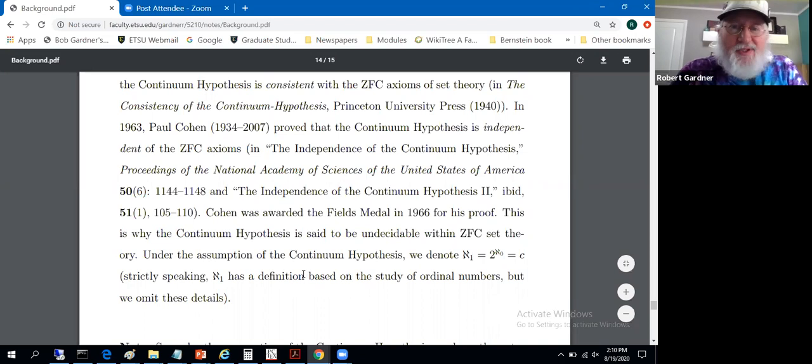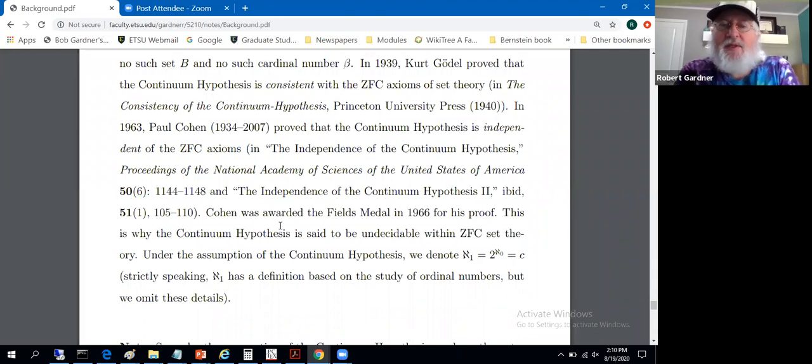It's pretty interesting stuff to read more about Kurt Gödel and this idea of undecidability. There's a number of popular level books out there that are readable. They don't have to get into the weeds and all the details of the set theory. I like math a lot, but man, some of that set theory stuff is pretty tedious by my standards, and I can put up with a lot of tedious stuff. But there's some popular level books out there on Gödel's proofs. Paul Cohen was awarded the Fields Medal in 1966 for his proof. And this is why the continuum hypothesis is said to be undecidable within the ZFC set theory axioms.